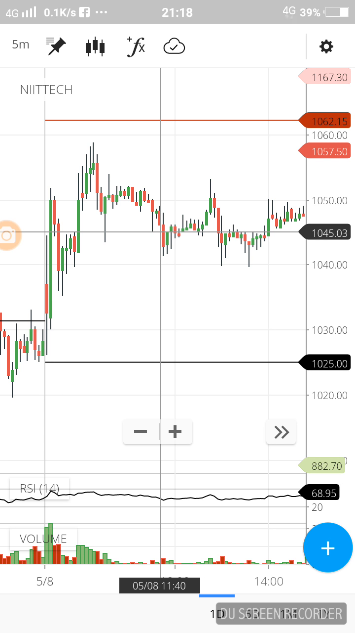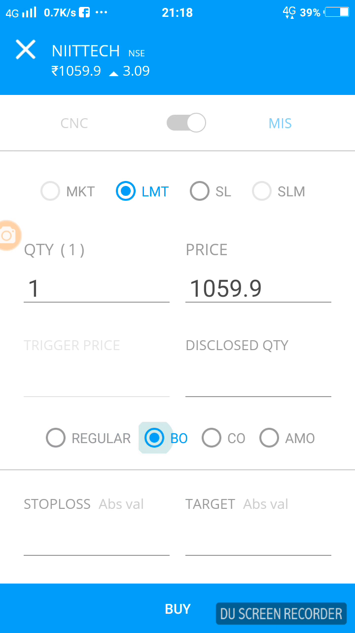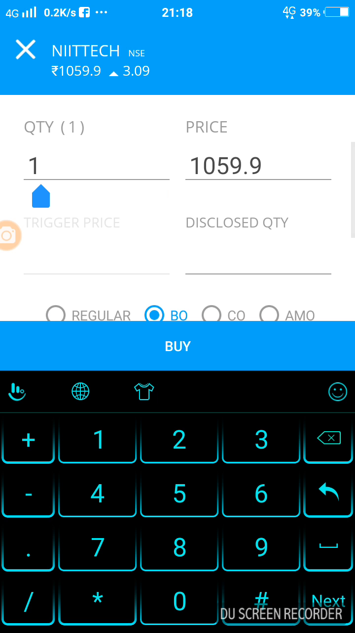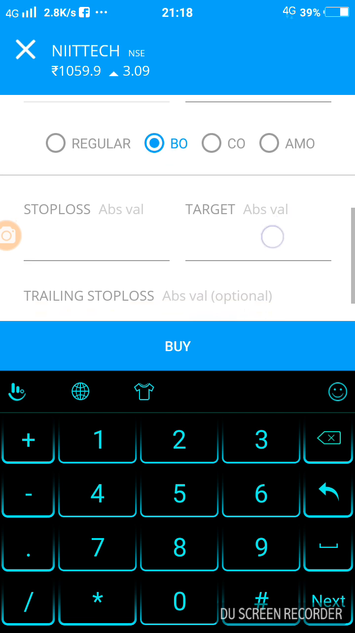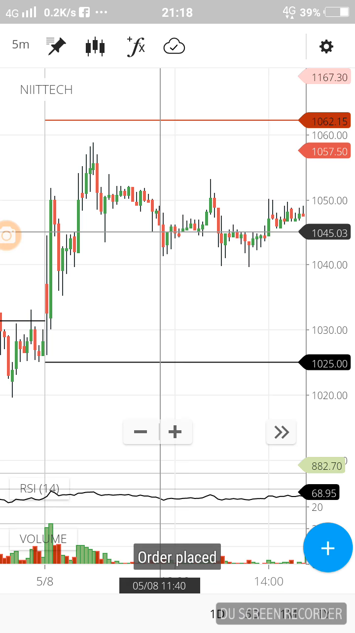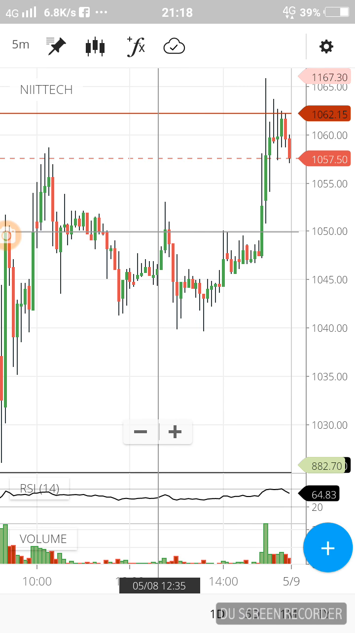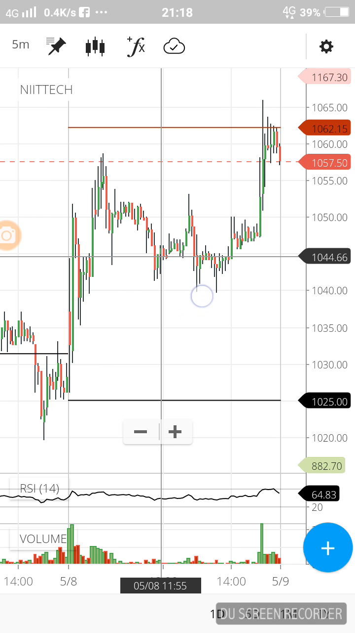How you place your buy order: you go to your book, you put buy. Here you go to bracket orders, you put your quantity, 1000, 100, whatever it is. You forget everything, you put your price here, 1045. You go to bracket order. The most important thing, always to protect your profit, is you go for a bracket order. You place your stop loss 15 rupees, target 15 rupees. You keep it buy, you confirm, your order is placed, you close your terminal, right? This is the only thing you have to do. So let's see what's going to happen after that.